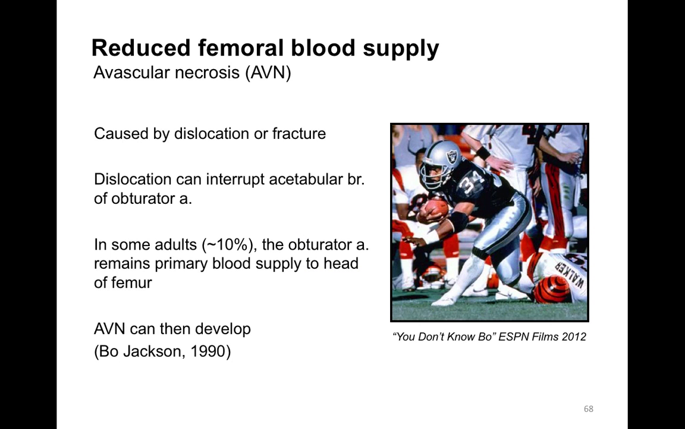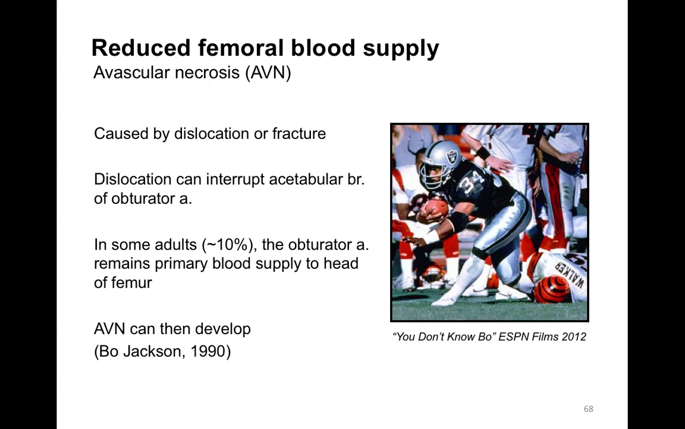Now, in about 10% of adults, the medial circumflex femoral artery has not overtaken the obturator artery to become the primary blood supply. This sets these individuals up for avascular necrosis of the head and neck of the femur, which is basically the dying of the bone tissue from a loss of blood supply, and can be caused by dislocation or fracture.